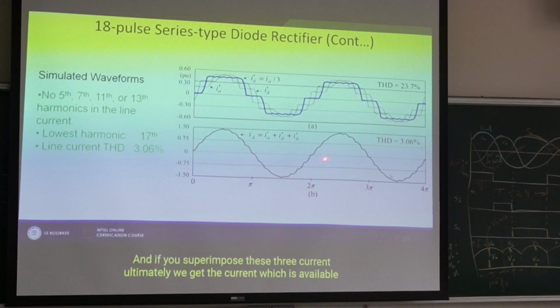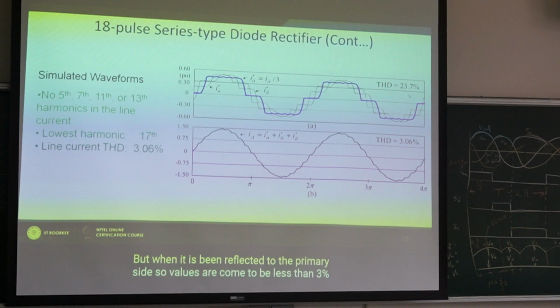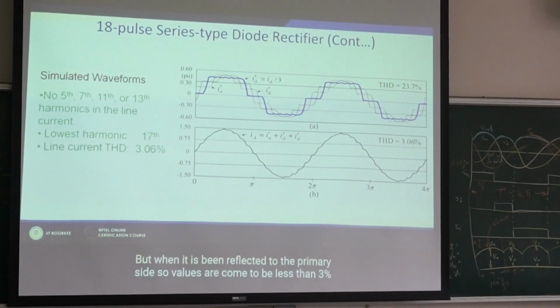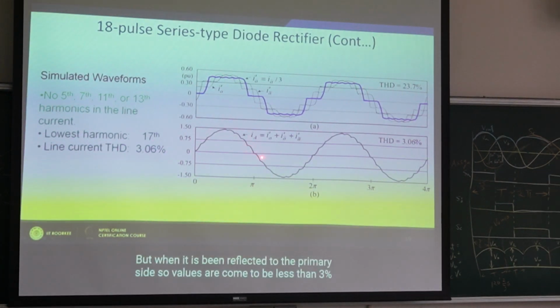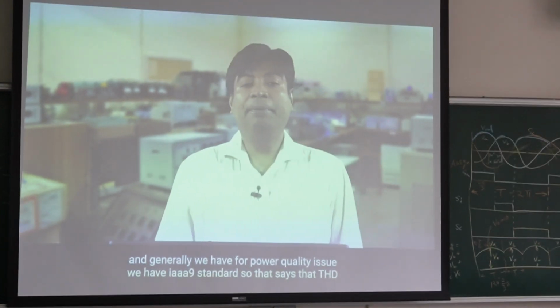The current is like this. No switch. The individual THD of this current may be as high as 23%, but when it is reflected to the primary side, the values are found to be less than 3%. So like this, we can get the input current quality very similar to sinusoidal, within the IEEE limits.